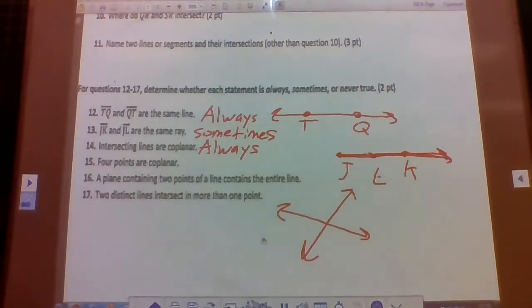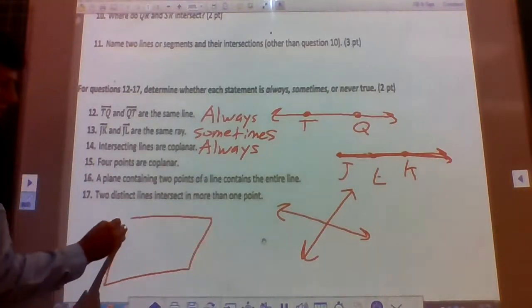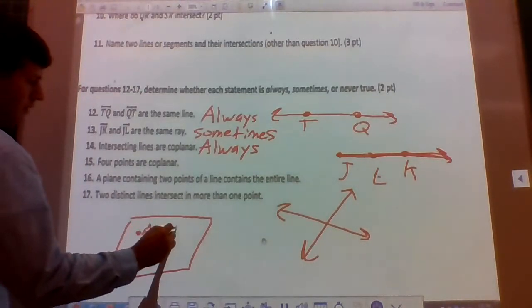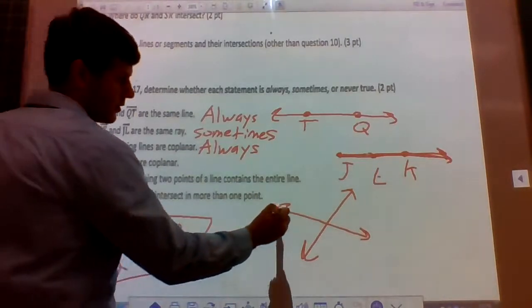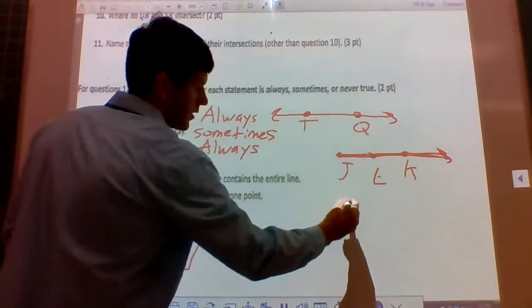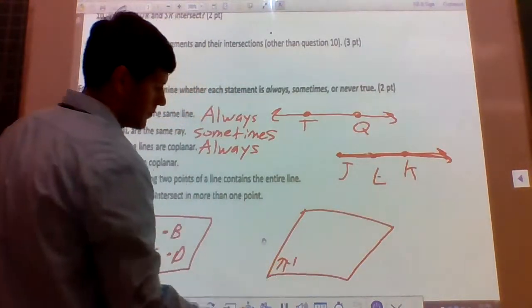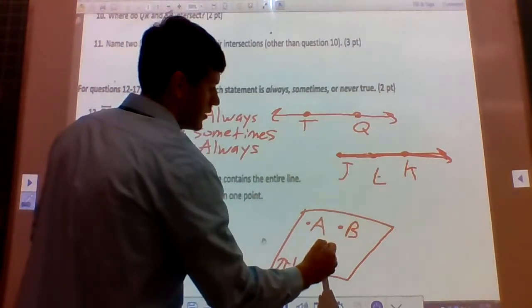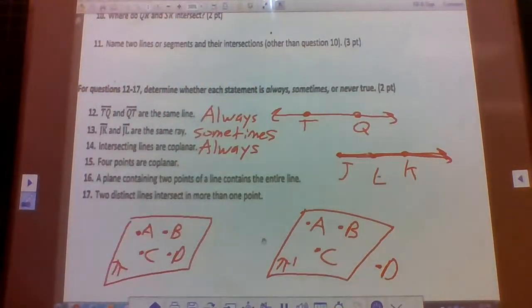4 points are coplanar. They can be. So we can draw a plane here. So it's plane pi. We can put points A, B, C, and D. They're coplanar. Or we can do a plane here, plane pi prime, where we have A, B, C, and D. Okay, so sometimes.